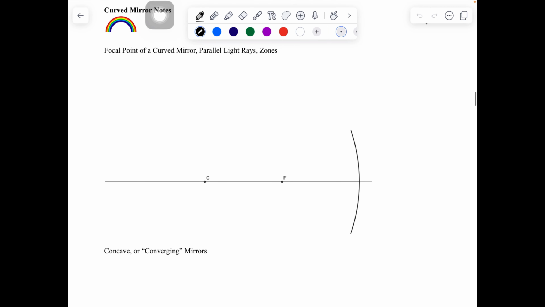Alright, today we're going to go through our notes on curved mirrors. Now, if you didn't see the notes on flat mirrors, that's okay. Keep watching this video, do the curved mirror stuff, and then go back and watch the videos on flat mirrors.